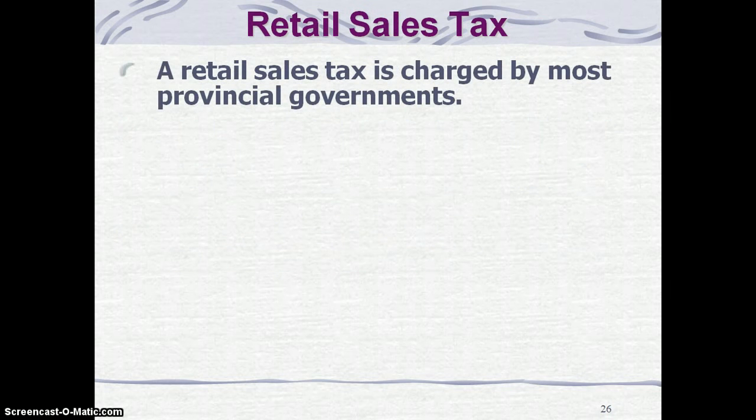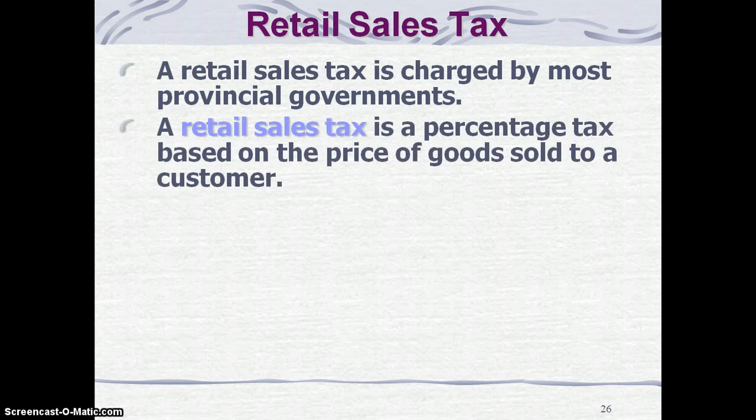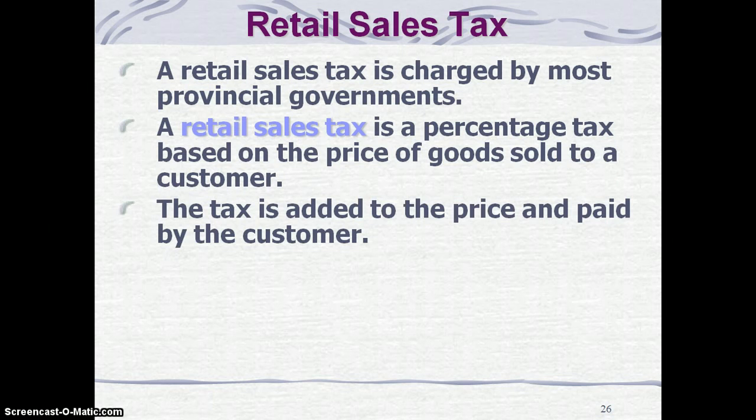A retail sales tax, which is essentially PST, is charged by most provincial governments. A retail sales tax is a percentage tax based on the price of goods sold to a customer. The tax is added to the price and paid by the customer. So in other words, when you go out to a store and you purchase a shirt or pants or any item, there is a tax on that item, which the customer pays for when they pay their total price for that item.